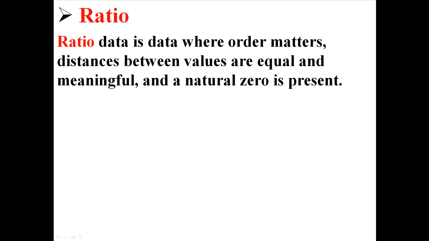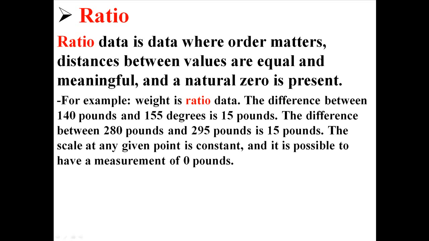And that brings me to ratio. Ratio data is data where order matters, where the distances between values are equal and meaningful, and where there is a natural zero present. For example, weight is ratio data. The distance between 140 and 155 is 15 pounds. The distance between 280 and 295 is 15 pounds. The scale at any given point is constant, and also it's possible to have a measurement of 0 pounds. There is a natural zero.